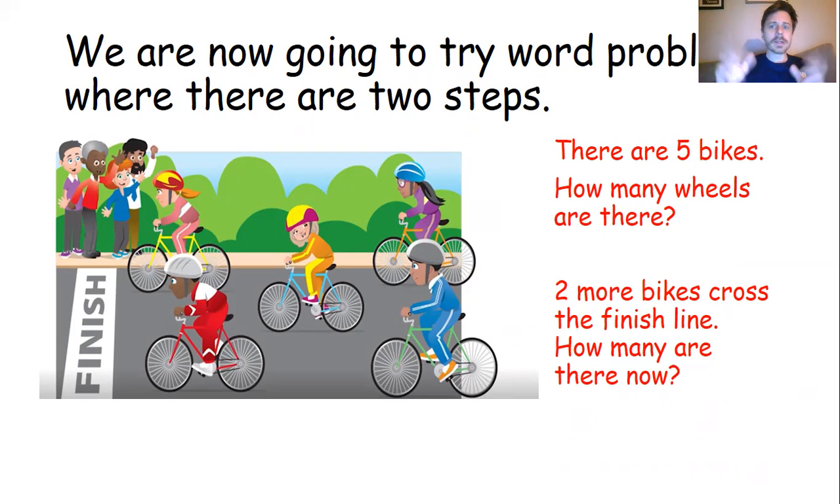So there are 5 bikes. How many wheels are there? 2 more bikes cross the finish line. How many are there now? You might think, whoa, Mr. Mabbutt, that's a load of information you give me.